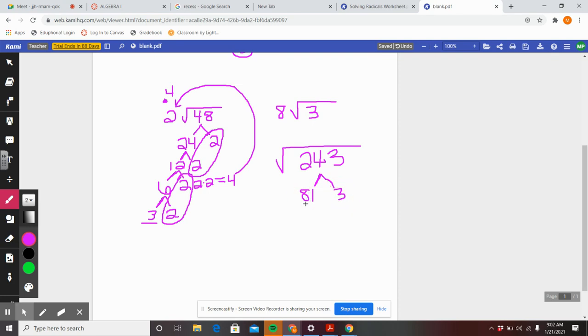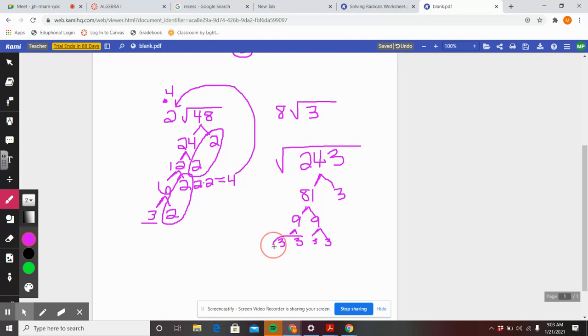What does 81 break down to? 9 and 9. Look, when you have a double like that, you don't have to keep going. You can, because it's 3 and 3, 3 and 3. Okay? But you'll just get 9 again. So let's do it anyways. 3 and 3, 3 and 3.